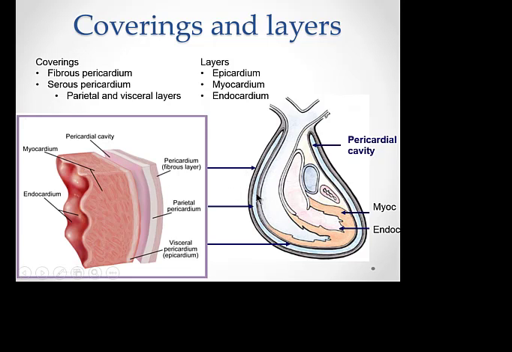And that's why any bleeding, can you understand, if there was bleeding in the pericardial cavity, it would affect the functioning of the heart. Because if this was filled with blood, what would happen? The heart will not be able to expand, isn't it? It won't be able to fill with blood, and it can't do its job. So it becomes actually a cardiac emergency.